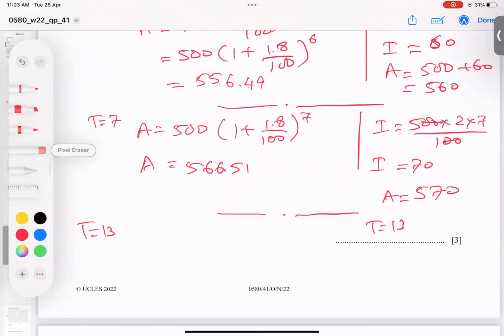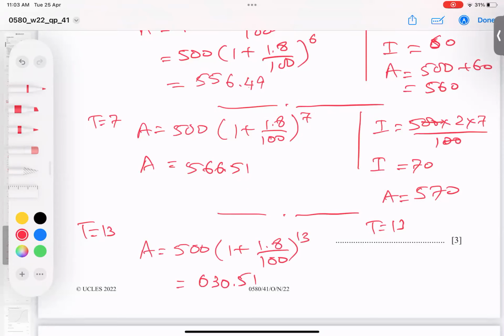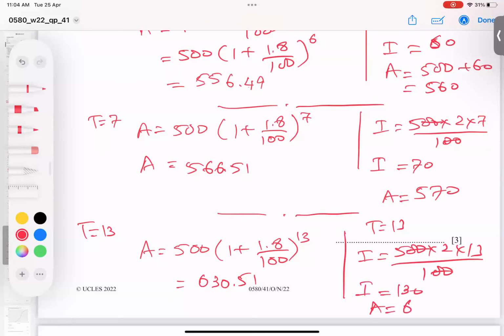Okay. Then this answer is getting what, student? So I have to show to the examiner this. I agree with this. No other way, we have to do except this way. Otherwise, okay, this is coming 630.51. Whereas simple interest, 500 into 2 into 13 over 100 is cancelled. I got 130, and 130 is I and A becomes 500 plus 130, that is 630.